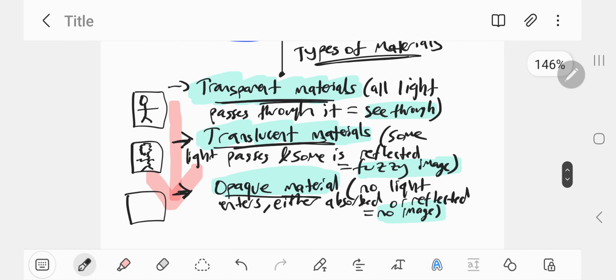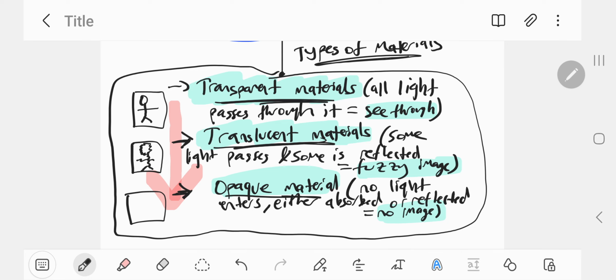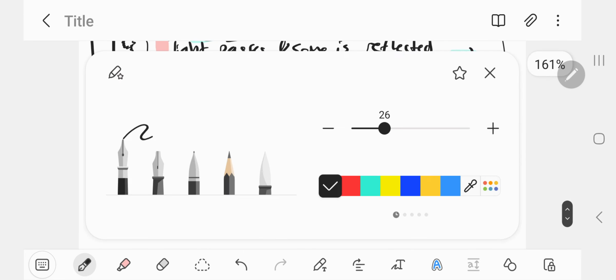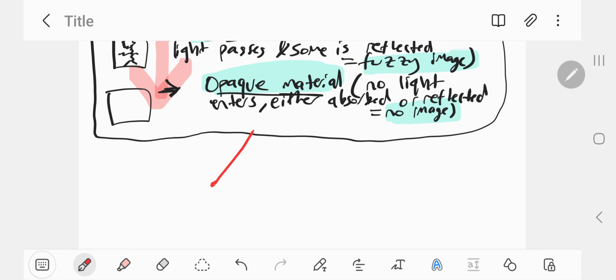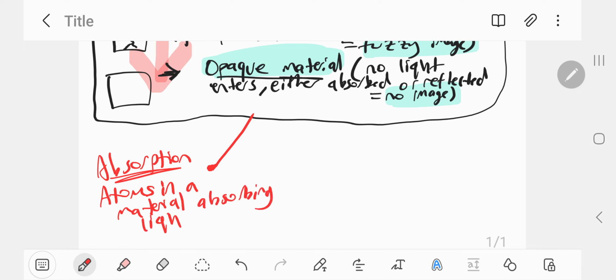So just a note now about absorption and reflection. I'll start with absorption because it's more straightforward. It's a very straightforward concept. If you hear the word absorb, I'm sure the first thing that comes to mind is clothes absorbing water or something like that. So absorption is basically due to atoms in a material absorbing the light waves. The atoms are like a sponge.